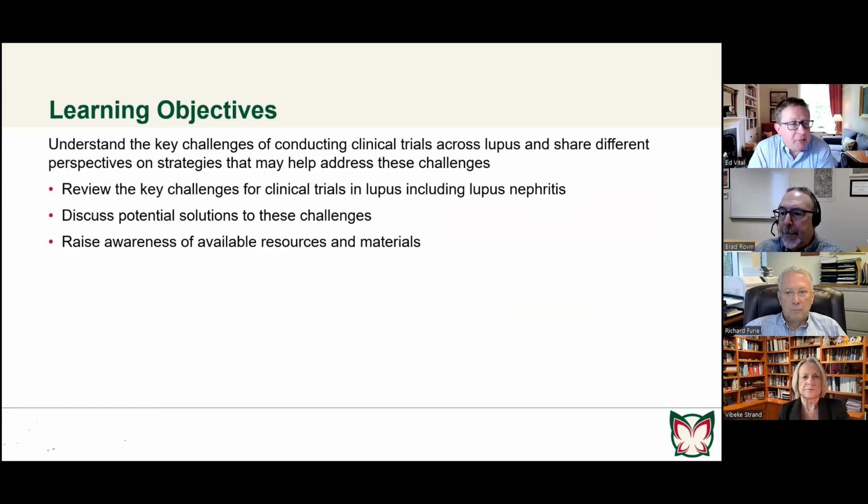So on to the learning objectives for this session. The learning objectives are to understand the key challenges of conducting clinical trials across lupus and share different perspectives on strategies to address these challenges. So we're going to look at the key challenges in both non-renal lupus and lupus nephritis, and look at potential solutions and also what resources are available.